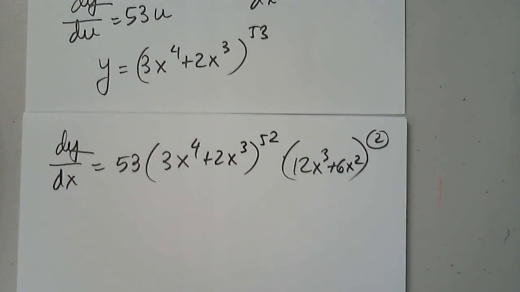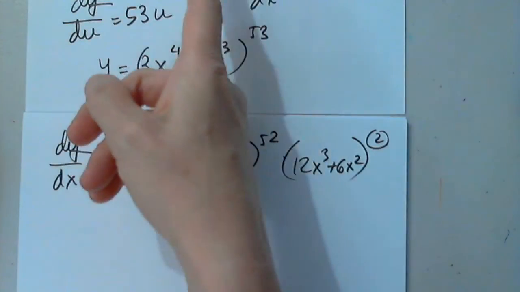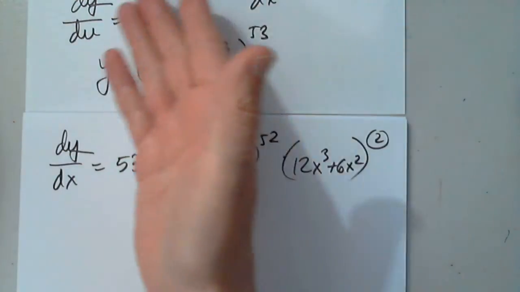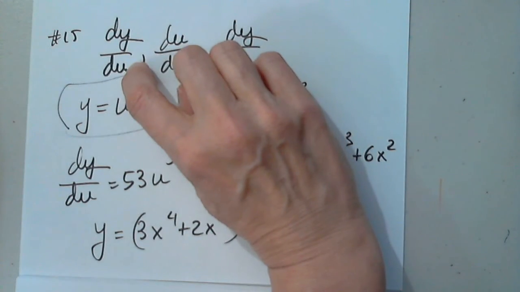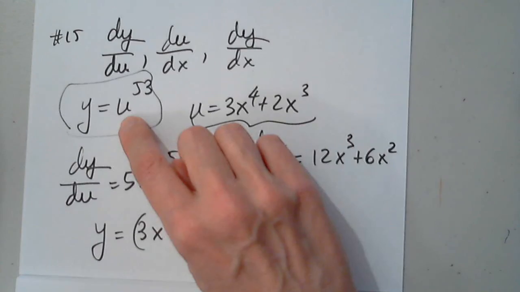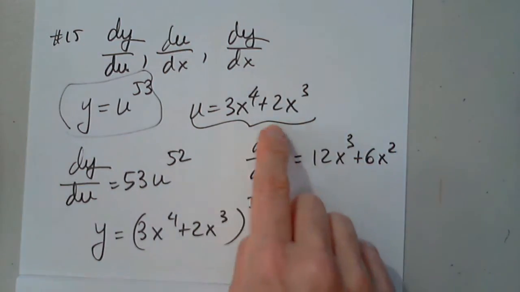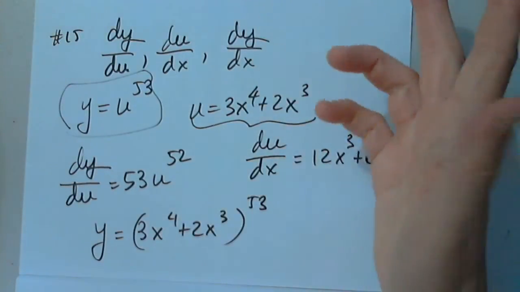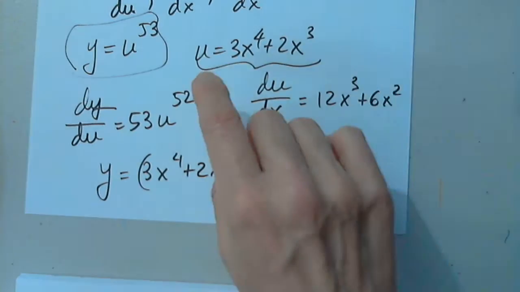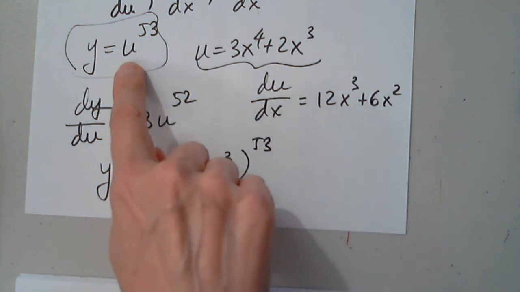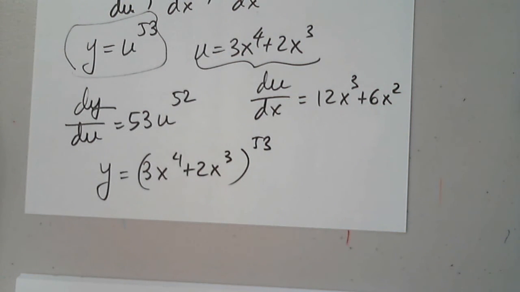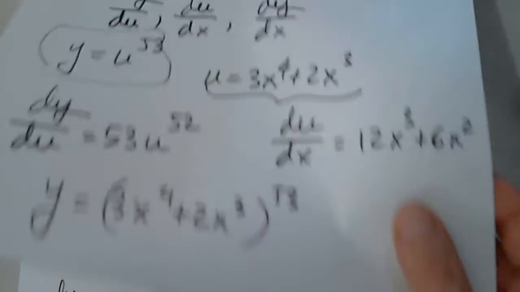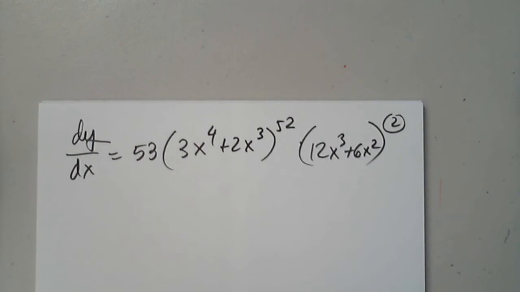Let me stop for a second. How do we feel about these two? You just have to do exactly what they're asking. Here I have dy with respect to u and du with respect to x. But this one I don't. How do I get from y to x? No problem. Simply replace u by 3x to the fourth plus 2x cubed and then differentiate. Okay, let's look at the next one.